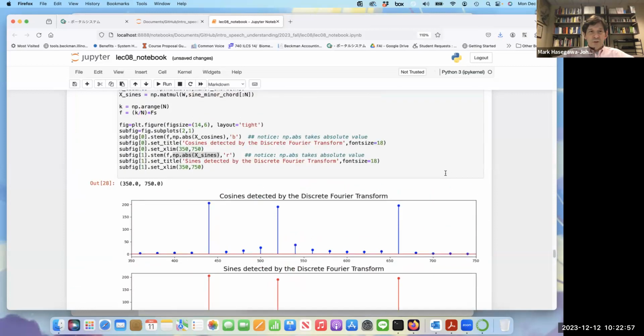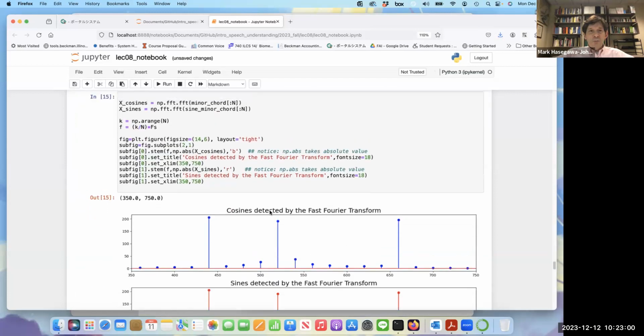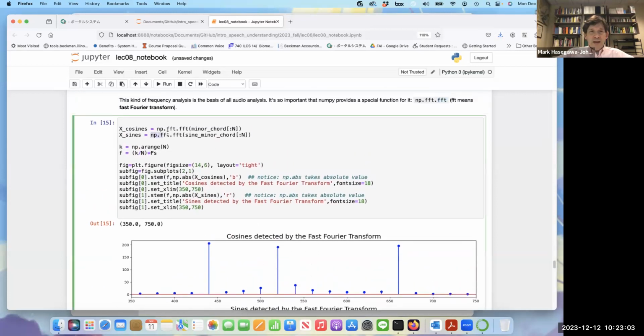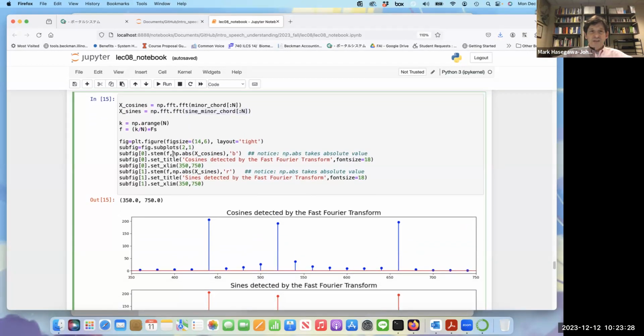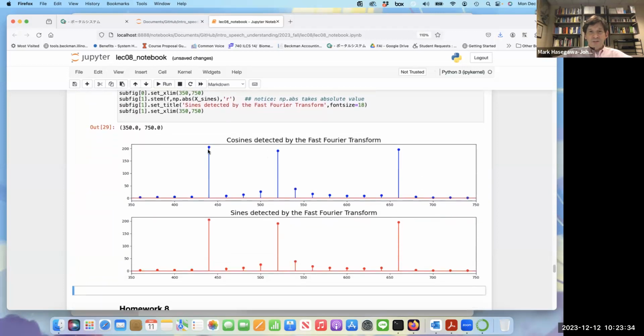What I've just computed for you, this capital W matrix, is already part of NumPy. So we can capture it using np.fft.fft. And that will do exactly what we just did with the capital W matrix. It will take the sine minor chord and multiply it times a capital W matrix that has a different pure tone in every row. And each of those pure tones is complex valued, so it can capture either a cosine or a sine. If I then take the absolute value of that vector, we find that the result has pure tones at 440, 520, and 660 hertz.